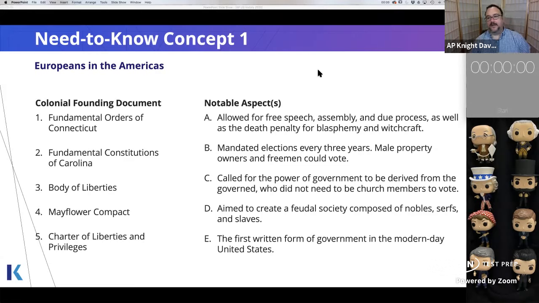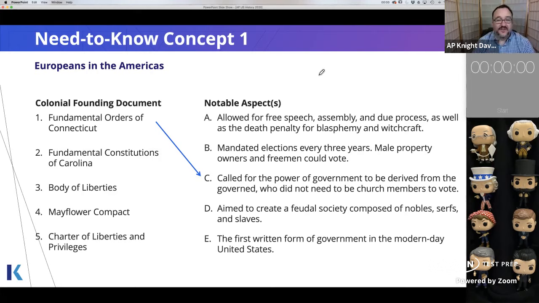Alrighty. We have reached 0. So we're going to look at these and you can check off as we go through. Fundamental Orders of Connecticut. This is going to be called for the power of government from the governed. And so you did not need to be church members. That was what made this unique. Basically, what you should do with these documents is try to find the one single thing that made it stand out so you can remember it better. Catch the gist of it, the one thing that makes it a little bit unique.